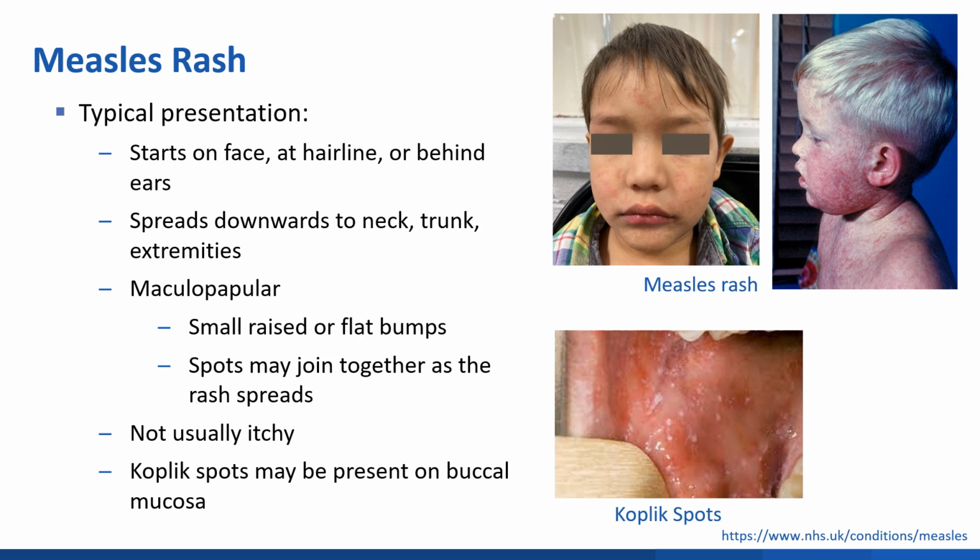Koplik spots may be present as small white papules on the buccal mucosa. These can appear before or at the same time as the rash, but they are hard to see and not always present. And the rash can present atypically in people with immunocompromising conditions and in people who have been previously vaccinated against measles, but overall the presentation I've described here is pretty consistent among unvaccinated cases.